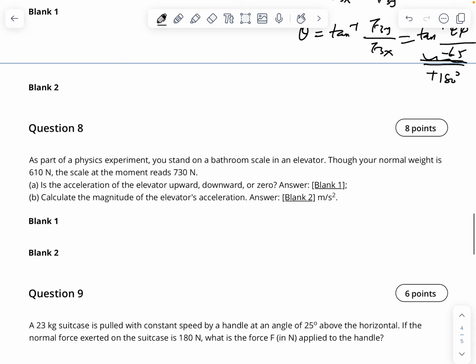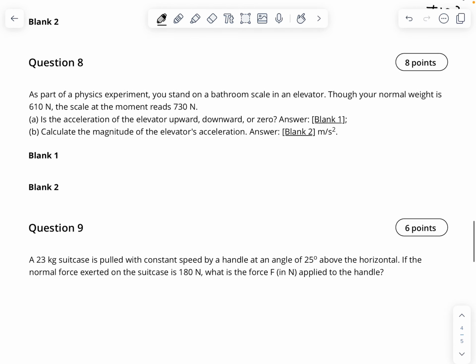All right. Next one, number 8. As part of a physics experiment, you stand on a bathroom scale in an elevator. Your normal weight is 610 Newton. The scale at the moment reads 730. So the normal force, that's the scale, is 730 Newton. Is the acceleration of the elevator upward or downward? We will see. Calculate the magnitude of the elevator's acceleration.